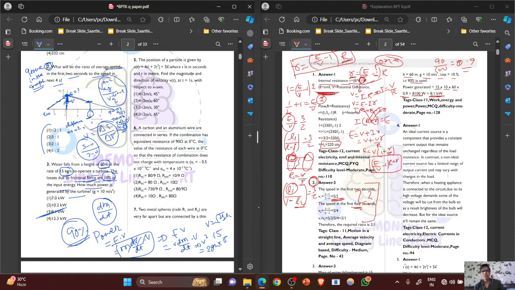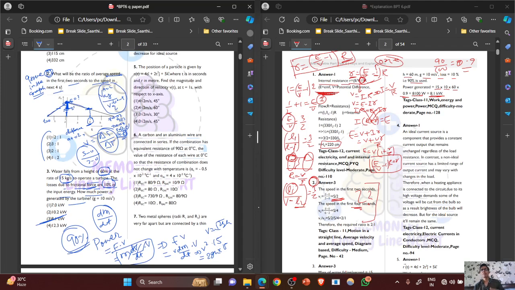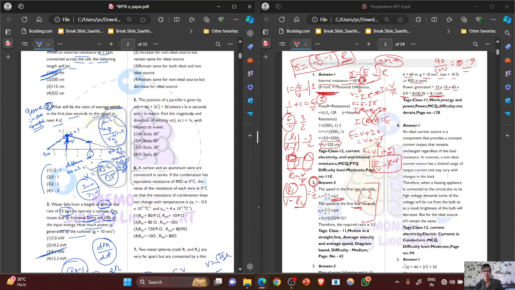You just need to proceed in this way, because here the velocity is not changing. When it is falling to the turbine, at that point the velocity is fixed, that we can calculate through the height. v is equal to root 2gh. Now moving to the next question.